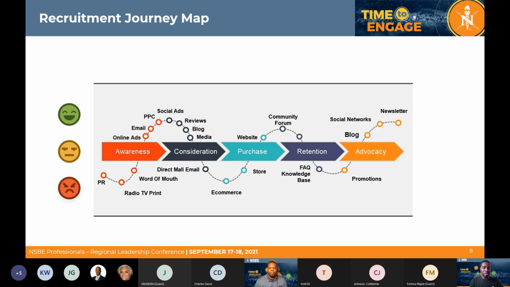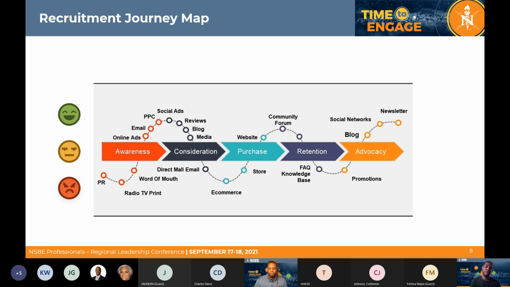So this is something you may have seen before. This is a diagram of a customer journey. When you're trying to sell a product or a service to someone, there's a set of stages that the customer goes through. First is the awareness phase, where you make them aware that you exist. And then from there you move to consideration, where you try to compel them to purchase your product or service.